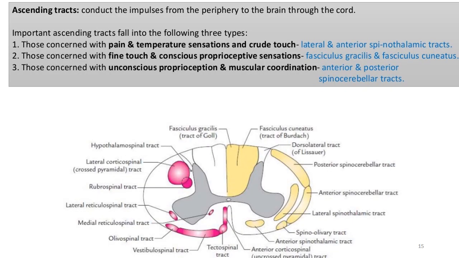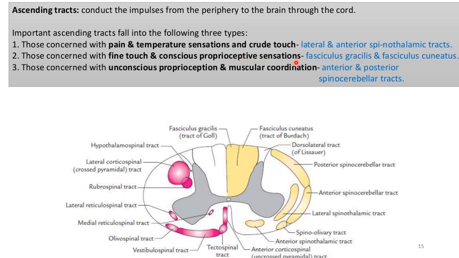Spinoreticular conveys deep pain. So here you will find the sensory tract or ascending tract. They conduct the impulses from the peripheral part of the body to the central part of the brain. The important ascending tracts are the lateral and anterior spinothalamic tracts. This is the anterior spinothalamic tract and this is the lateral spinothalamic tract. They will carry pain and temperature sensation. So the first sensation present here is pain, then temperature. This anterior spinothalamic tract will carry crude touch.